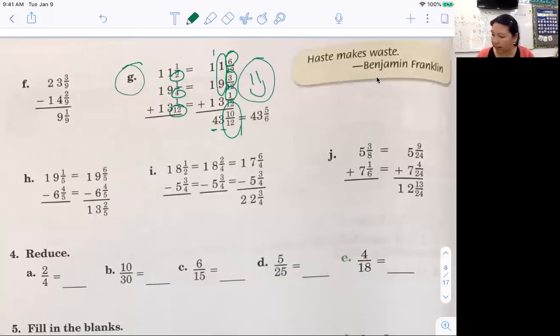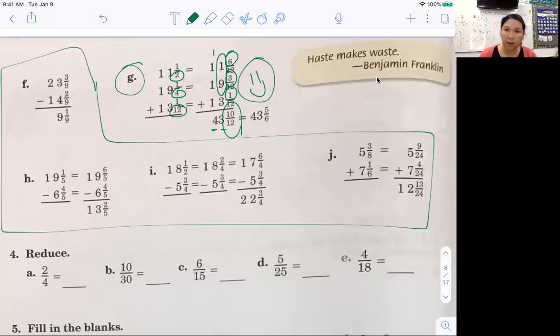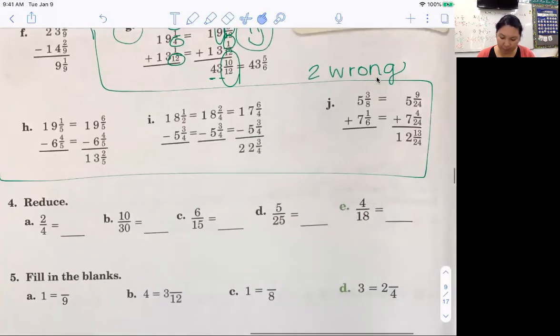This one is right. Okay, I'm going to give you a hint. Out of these 4 here, 2 of them are wrong. So 2 are wrong. I'm going to see if you can find them, and then I'll check with you when we do our call, okay? See if you were able to find them.